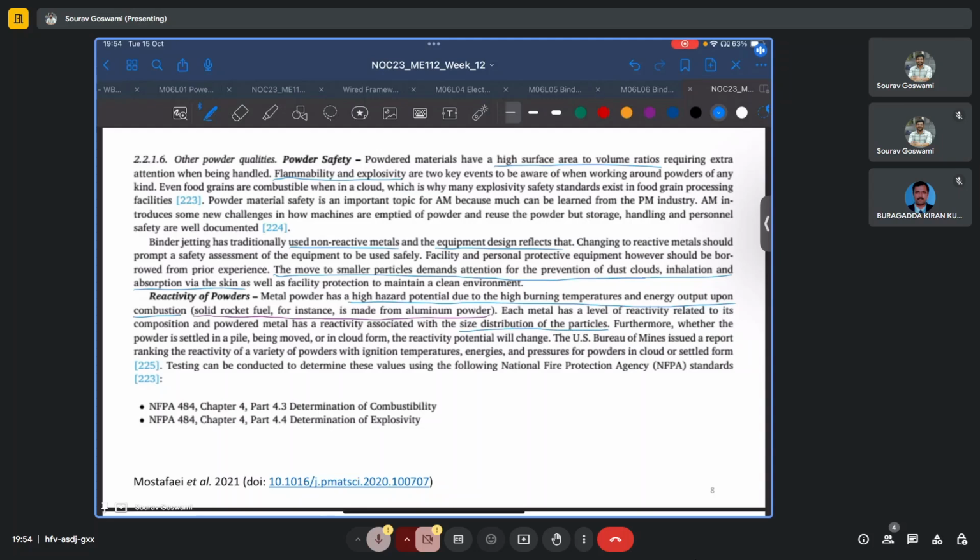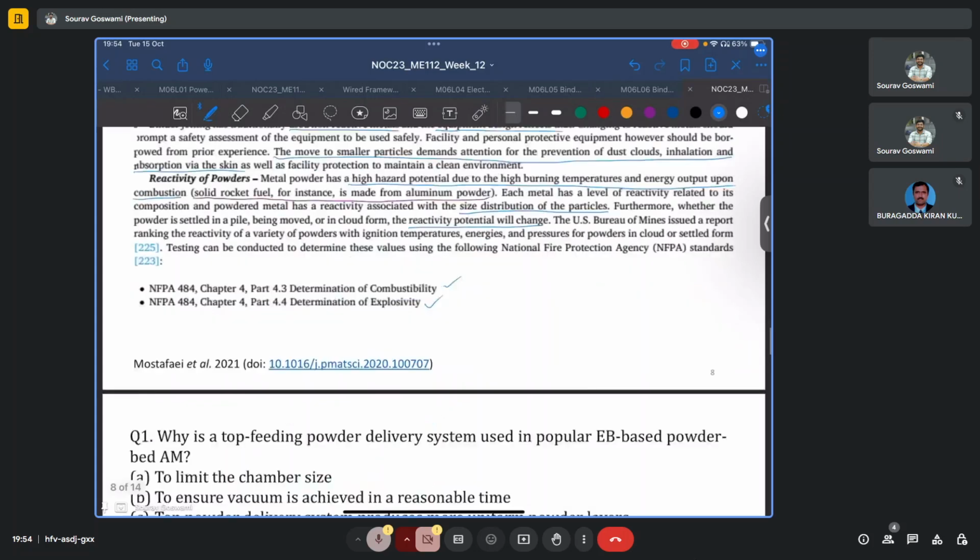Now, depending on whether the powder is settled in a pile, is being moved, or is dispersed in the form of a cloud, the reactivity potential can change drastically. And certain safety standards are available for testing to determine various values, such as NFPA 484 Chapter 4 Part 4.3 for determination of combustibility and Part 4.4 for the determination of explosivity.